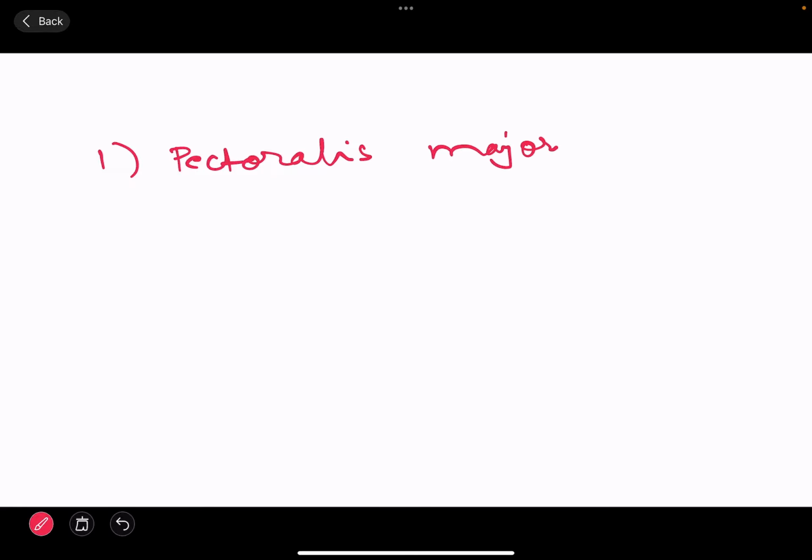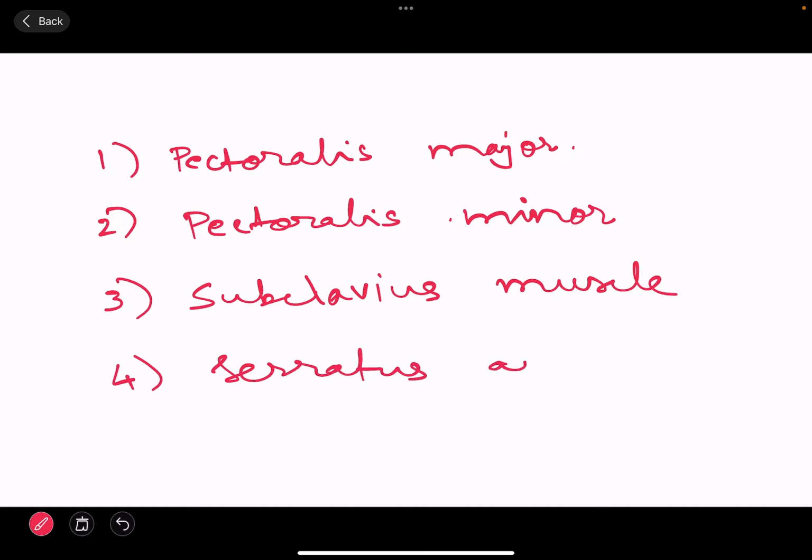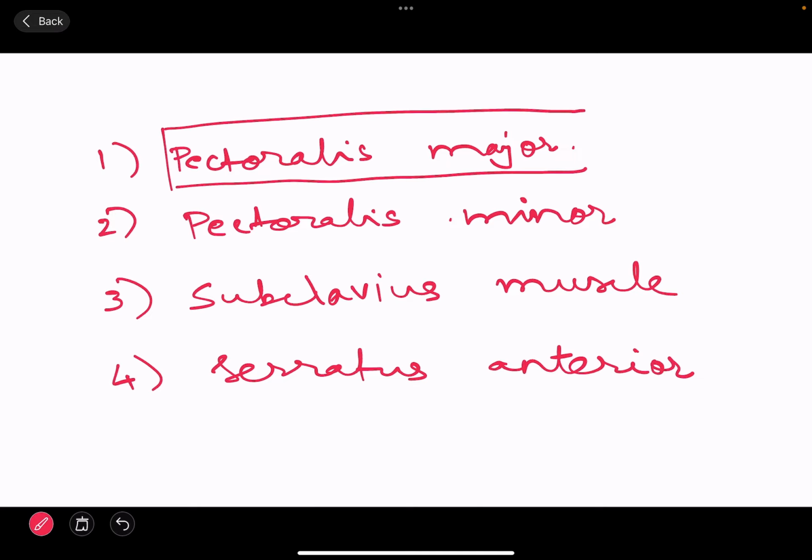That's the most superficial and the largest muscle of the pectoral region. Then we find the pectoralis minor muscle. The pectoralis minor muscle lies deep to the pectoralis major muscle. Then we have the subclavius muscle. Then there is the serratus anterior muscle. So these are the four muscles that we find in the pectoral region. So we will talk about each of these muscles in detail.